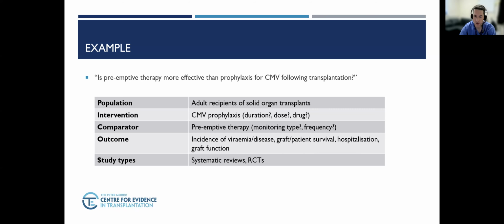They might be virological outcomes, so viremia or disease, or they might be organ-specific outcomes, so graft survival, graft function, or even patient survival. Or they might be more practical in terms of the implications of our treatment on resource use, so duration of hospital stay, cost of care, for example. And in this case, we know that there's a reasonable literature out there addressing this question, so we might limit ourselves in the first instance to systematic reviews and randomized controlled trials.